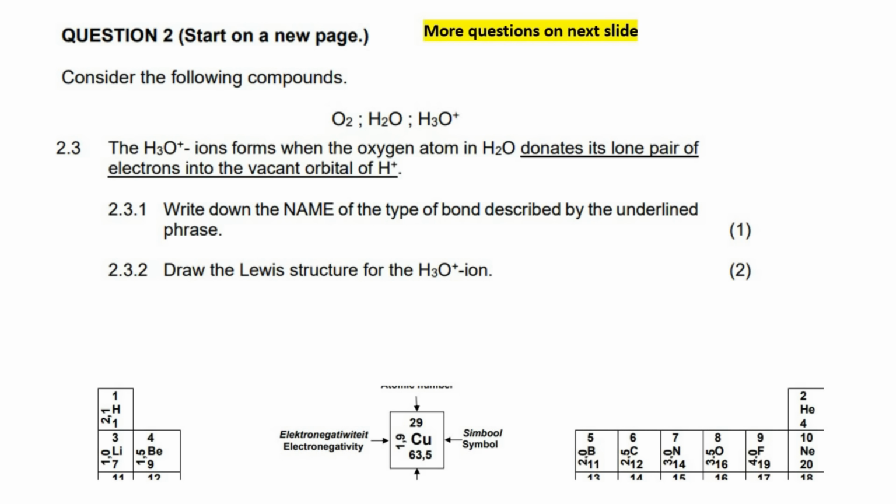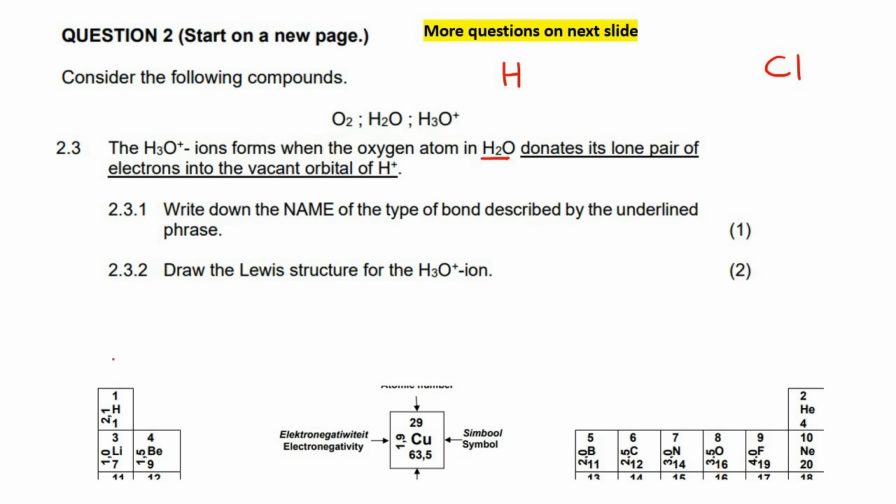The H3O plus, which is hydronium ion, forms when the oxygen atom in H2O donates its lone pair of electrons into the vacant orbital of H plus. Okay, so what are we talking about here? Let me explain. So in a normal bond, and listen up guys, this is quite important, but it's not too difficult. If you have a normal bond, okay, let's say you had hydrogen, okay, and let's say you have chlorine.